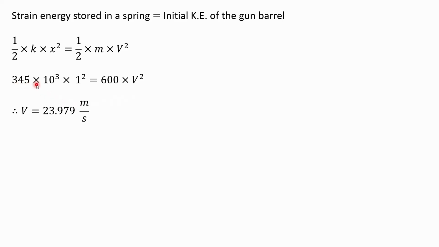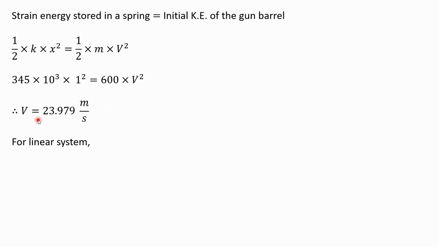So 345 multiplied by 10 raised to 3 multiplied by 1 divided by 600 will give you the value of v square, and take the square root of that particular term. So you'll get the value of v as 23.979 meter per second. So again see the calculations.